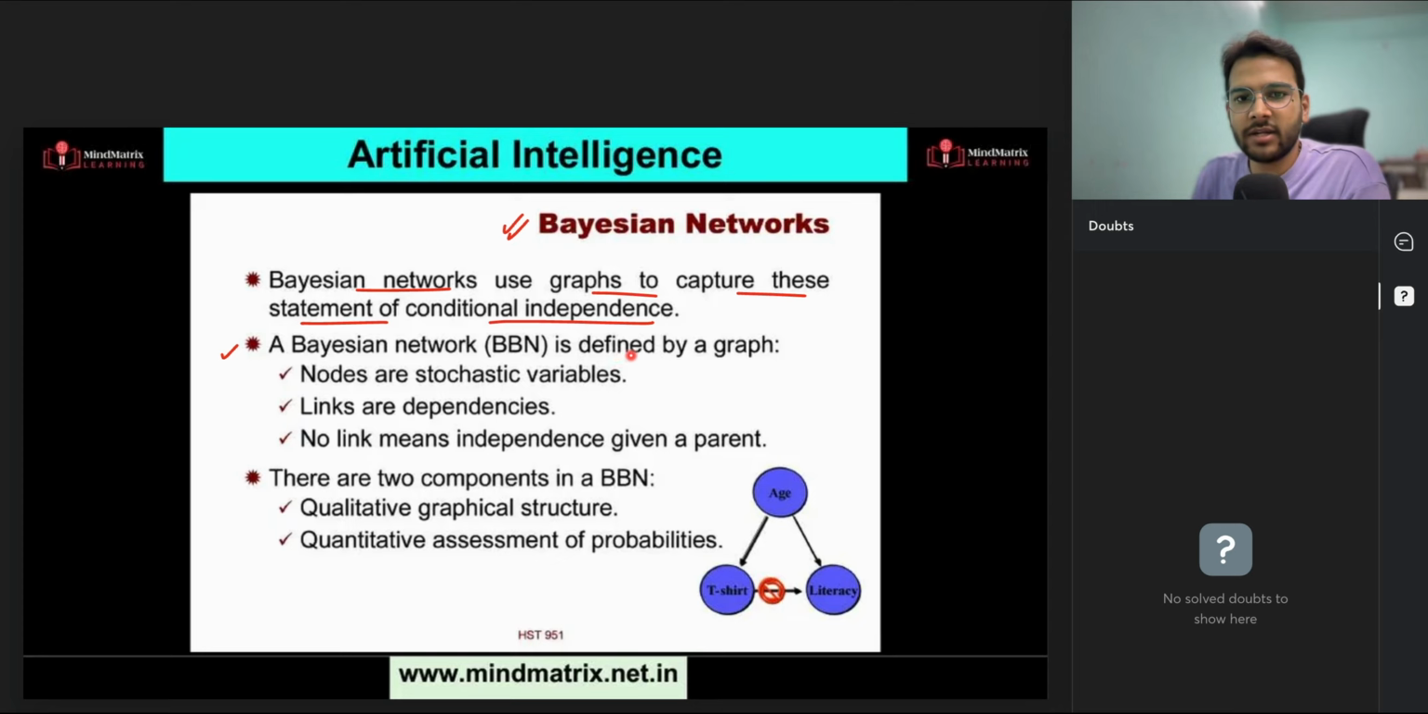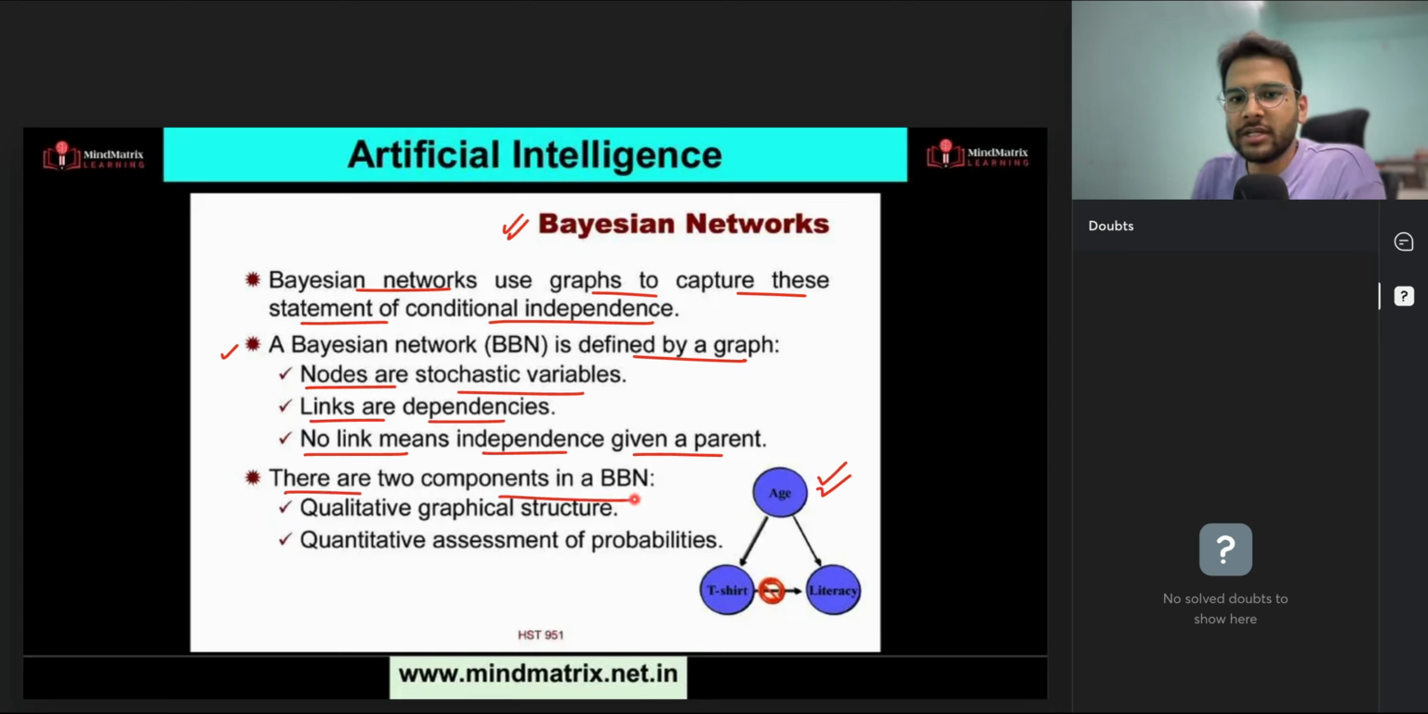A Bayesian network is defined by a graph. Nodes are stochastic variables, links are dependencies. No link means independence given a parent. So for example, if you consider this particular Bayesian network with age, t-shirt and literacy, can I say t-shirt and literacy are conditionally independent given age? Yes, we can say so.